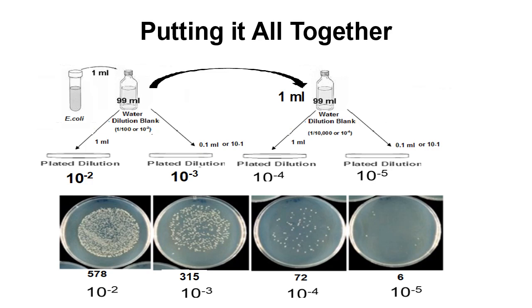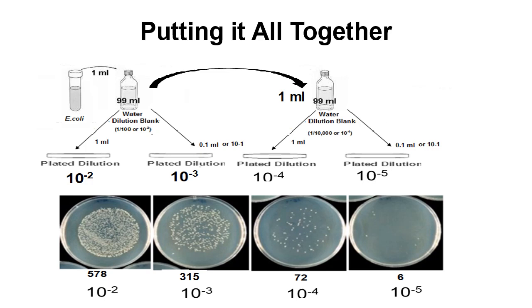In the first plate, our dilution in the plate was 10 to the negative 2. That is because 10 to the negative 2 times 1 is 10 to the negative 2. Our second plate, we withdrew or pipetted 0.1 mil. So 0.1 mil times 10 to the negative 2 is 10 to the negative 3.